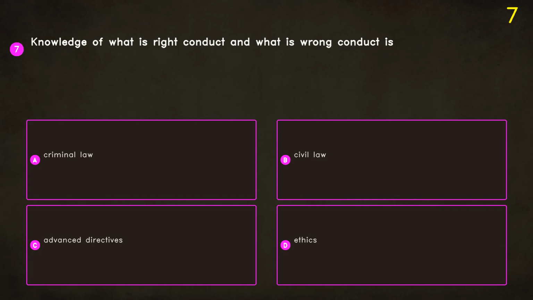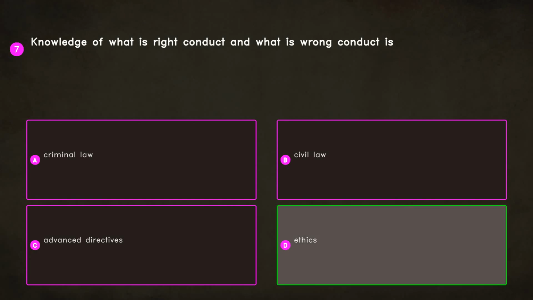Question 7. Knowledge of what is right conduct and what is wrong conduct is A. Criminal law. B. Civil law. C. Advance directives. D. Ethics. The correct answer is ethics.